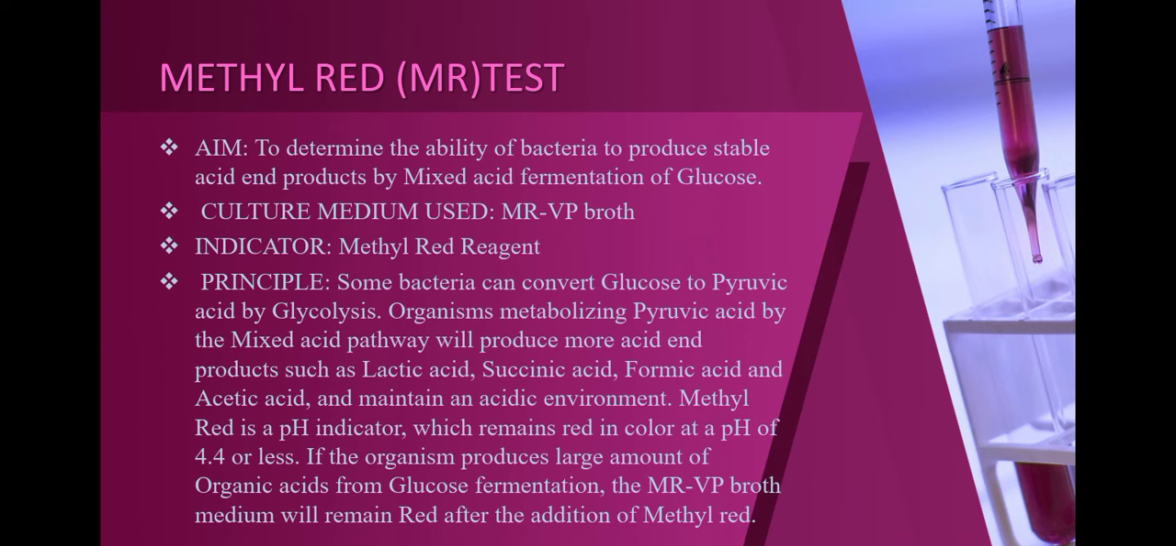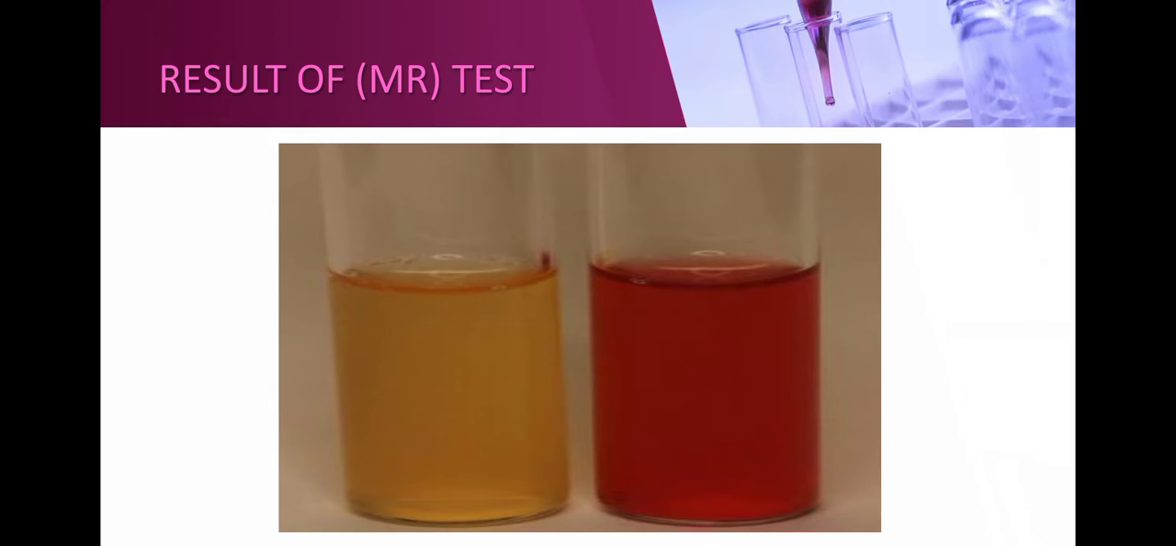The organism converts glucose to pyruvic acid by the glycolysis process. The bacteria produce end products of the mixed acid pathway, producing large amounts of acids. The pH will be 4.4 or less, meaning the MRVP broth medium will remain red after the addition of the methyl red.